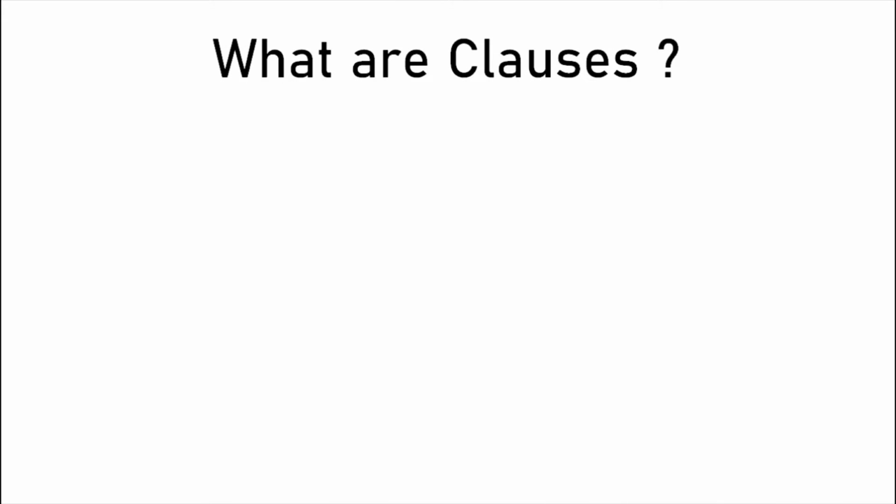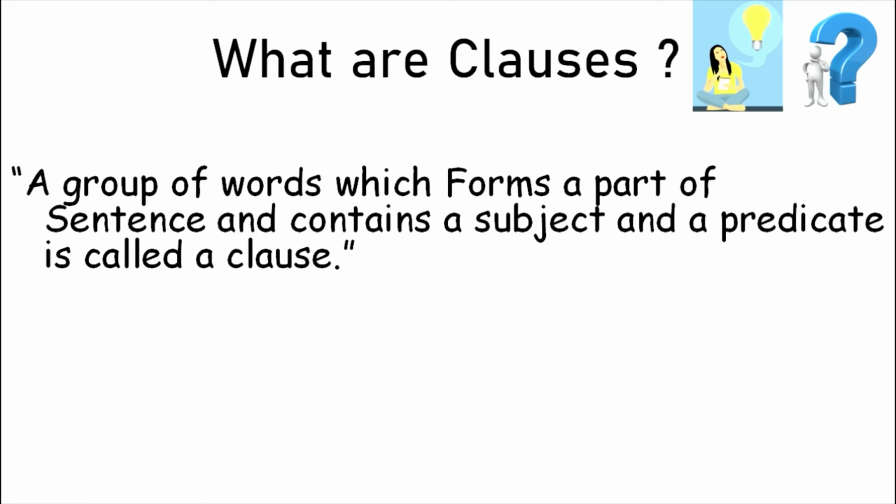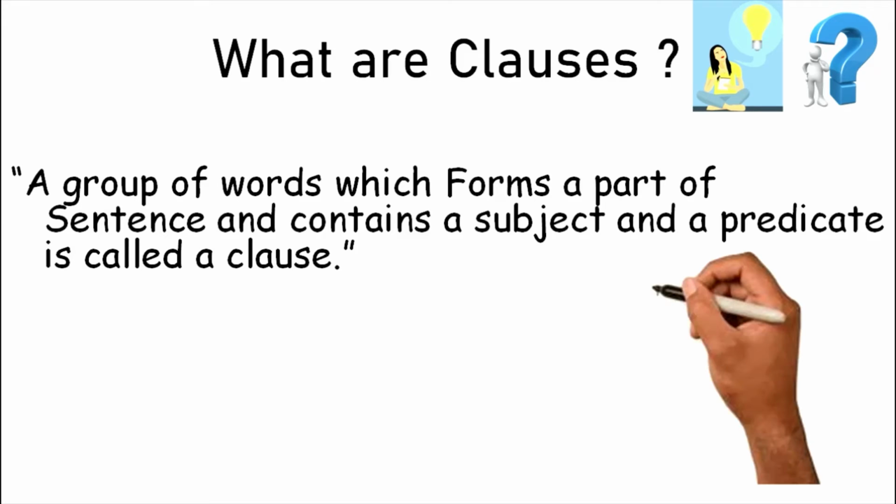Now let's understand what clauses are. We will understand everything about clauses. So you must be wondering what clauses are. A clause is a group of words which forms a part of a sentence and contains a subject and a predicate. So a part of a sentence, a group of words which contains a subject and predicate is called a clause. It is a half sentence and it makes sense because it has a subject and predicate. So this was the clause.